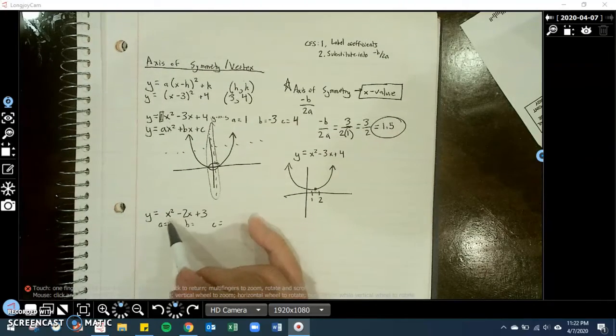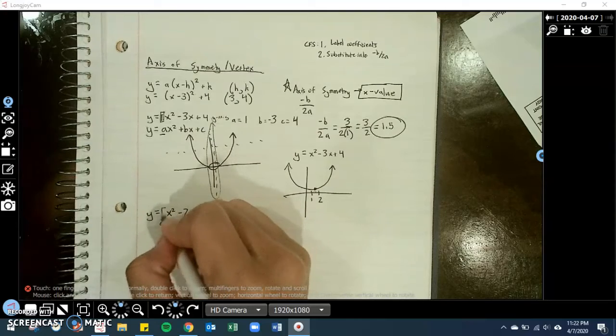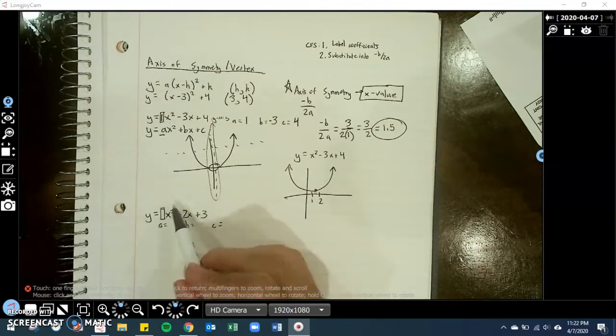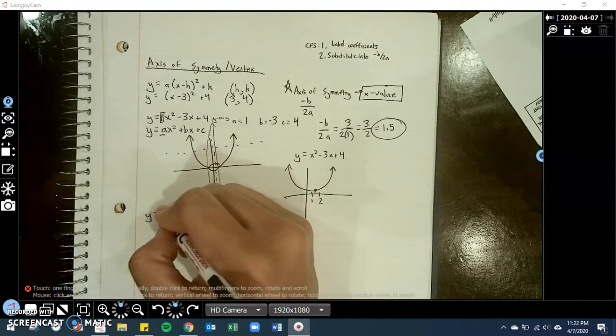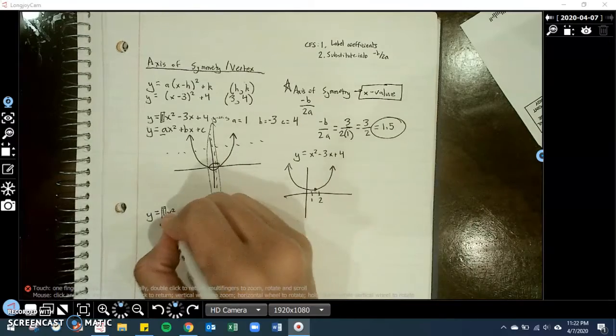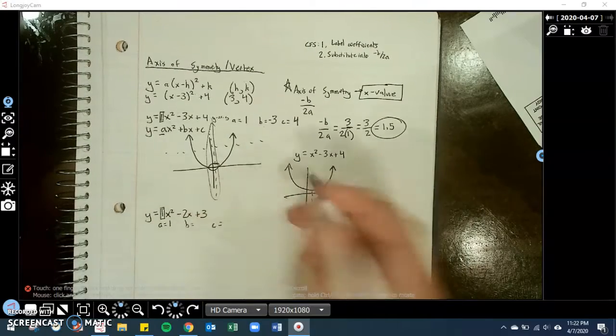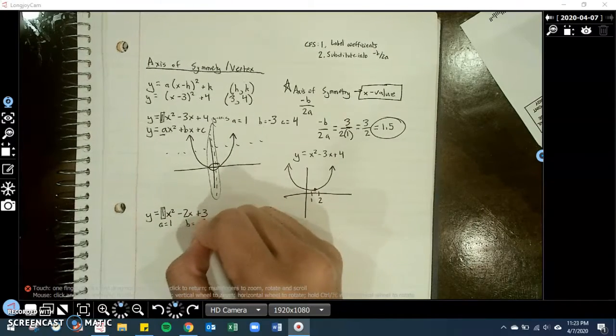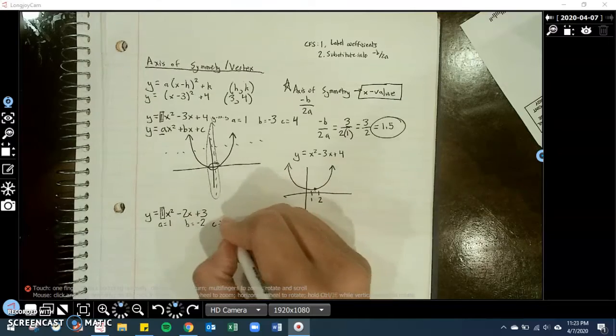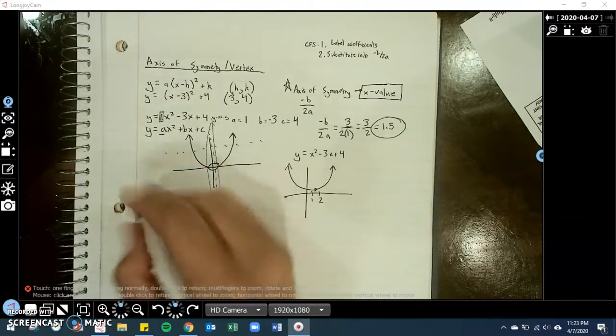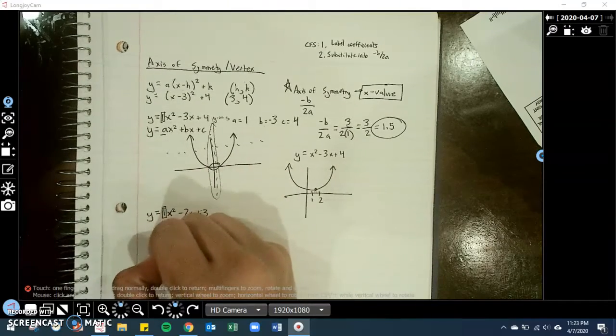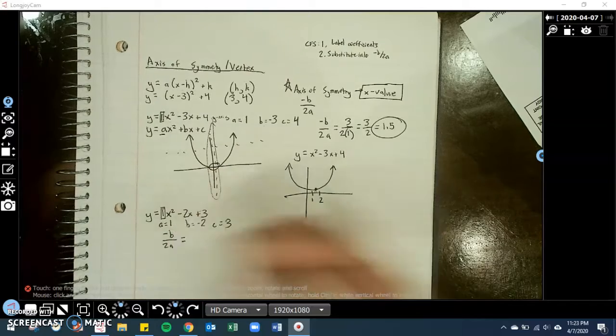We don't have a coefficient behind x squared, but when we have no coefficient, what hidden coefficient is there? 1, very good. I see negative 2 behind x, so I'm going to put negative 2 here. I see a 3 alone, so I'm going to put 3. My equation for my axis of symmetry is negative b over 2a.